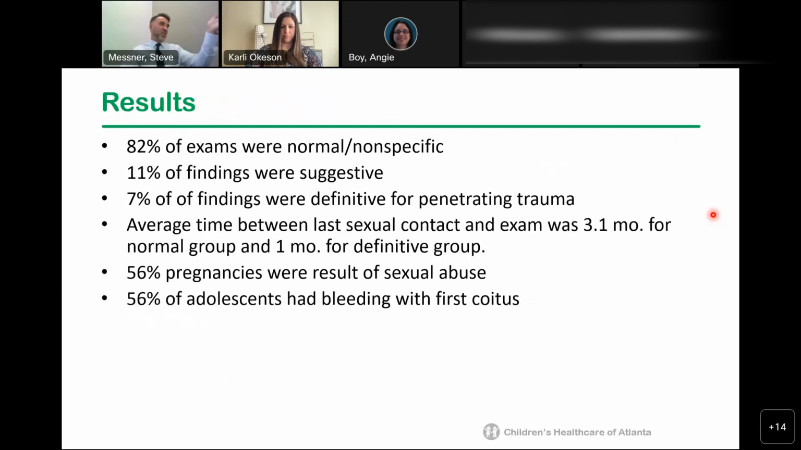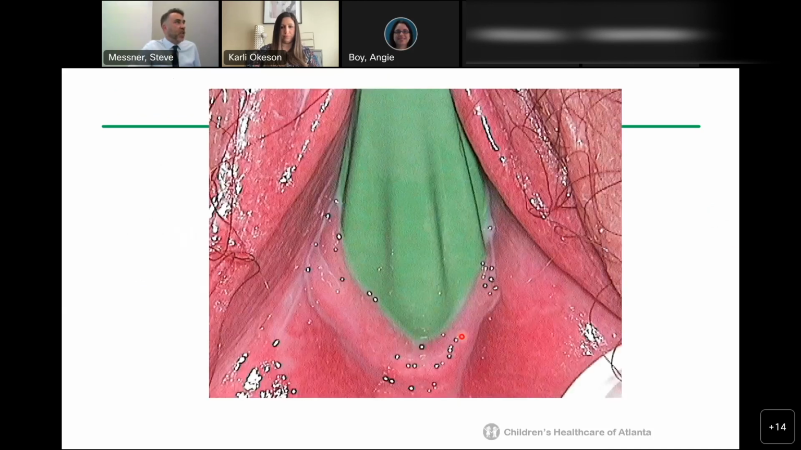And it occurred anywhere from 3 months. That was the average time from the last sexual contact until the exam, and about 1 month for the definitive group. And this is just a picture of the hymen right here with a gloved Q-tip behind it. And you see the edge of this hymen. Trust me, this is completely normal. Yet she was 4 weeks pregnant.